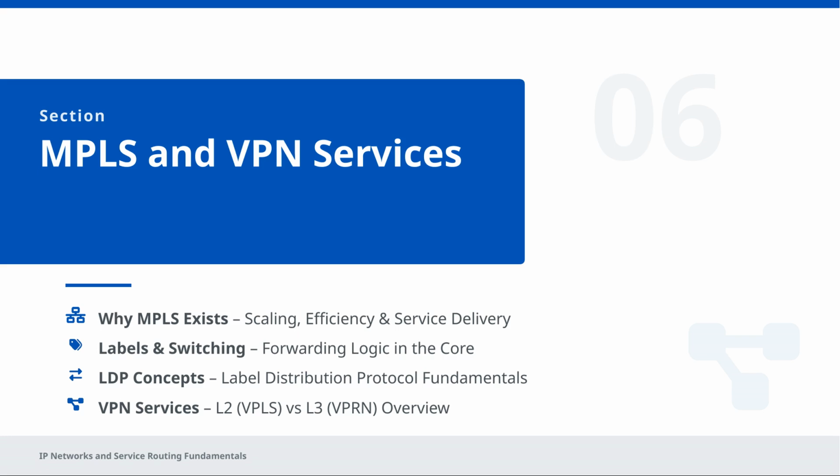A common service provider example is carrying many customer VPNs across one shared backbone without exposing customer routing directly in the core. MPLS becomes the transport mechanism that makes such services practical. To understand that, we first need to see how label switching differs from ordinary IP forwarding.